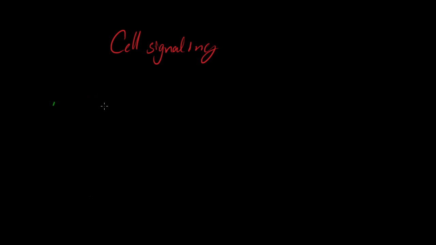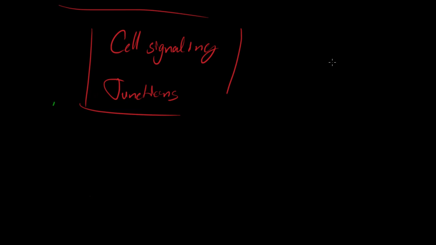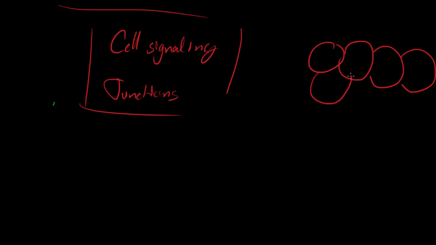Cell signaling and junctions of cells. And these two things are really related. When cells are making tissue, they're really strongly attached to each other through these junctions. And they need to be able to communicate to each other. They need to be able to know what's going on around them, know what's going on with their surroundings. And so we're going to be talking a little bit about that in the next video.